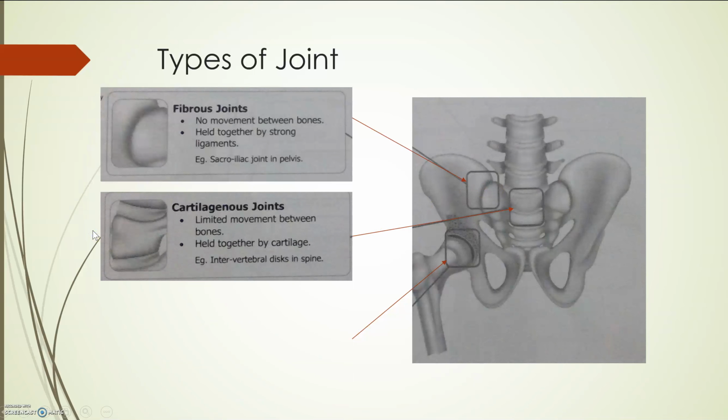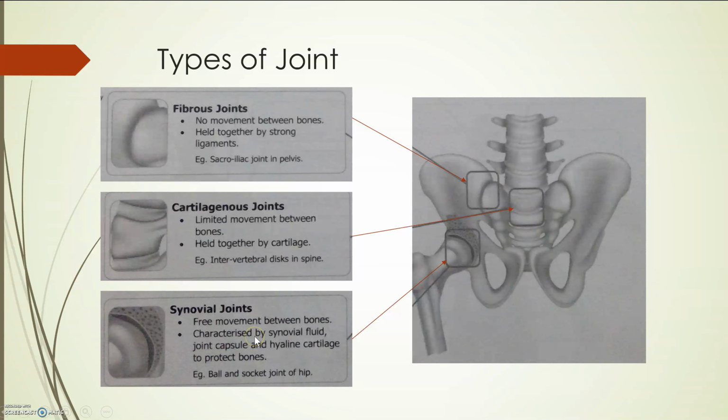Then we have our cartilaginous joints. So limited movement between bones and held together by cartilage. We can see here on our spine, we have our vertebrae held together with cartilage.